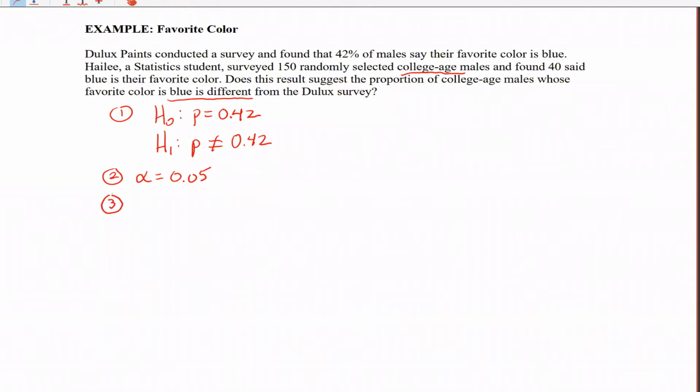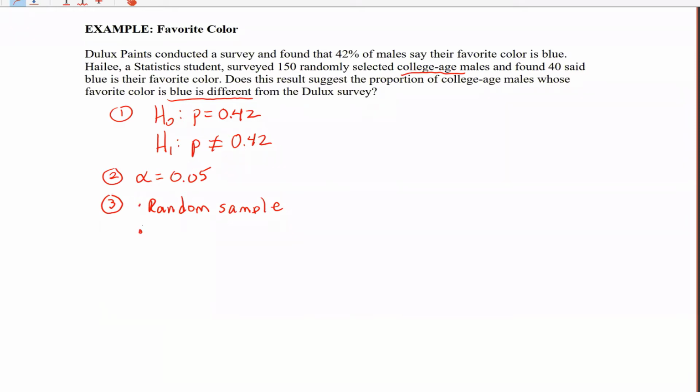And now the third step is to actually conduct the hypothesis test. To conduct the hypothesis test, we want to go ahead and use the normal model. And to use the normal model, we had three criteria that had to be satisfied. First, you had to have a random sample or a randomized trial. Here we have a random sample of 150 college-age students, so we're good there.